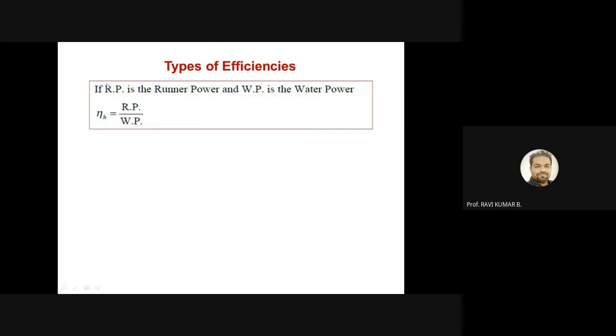So runner power is basically called RP, and water power is called WP. The hydraulic efficiency, with suffix H, is defined as runner power divided by the water power. When you are calculating the water power, you will be calculating with respect to the net head available. The runner power will be talking about the kinetic energy. So head is entering and it is finally converted into the kinetic energy. The ratio of that will give the hydraulic efficiency.